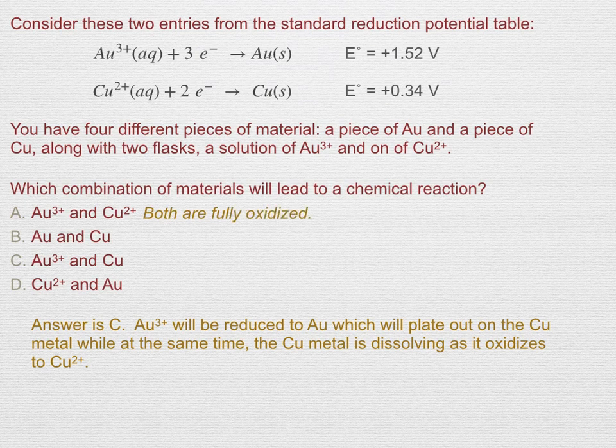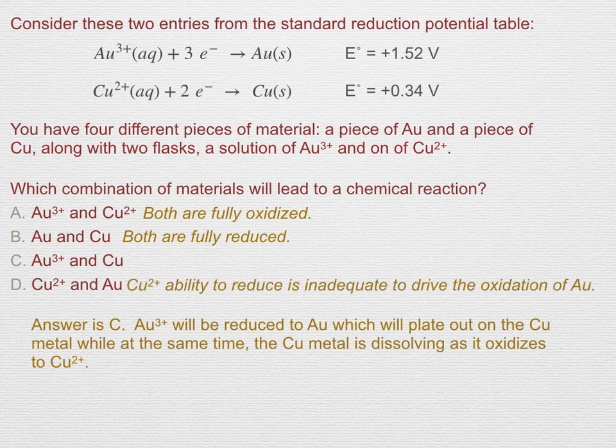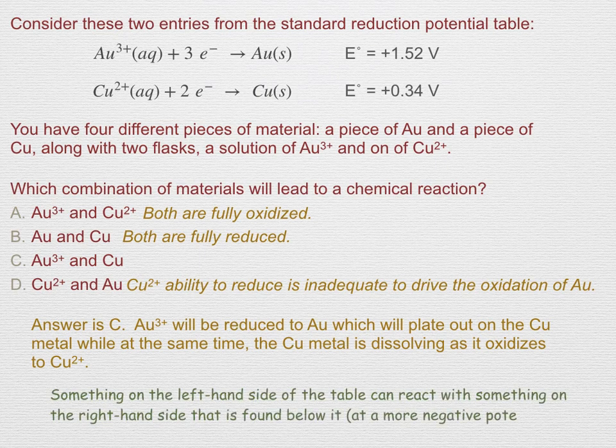For A, both species are already fully oxidized. No possibility for one of them to be further oxidized. For B, both species are fully reduced. No possibility for one of them to be further reduced. And for D, Cu2+'s ability to reduce is insufficient to drive the oxidation of gold. Something on the left will react with something on the right that is more negative, less positive than itself.